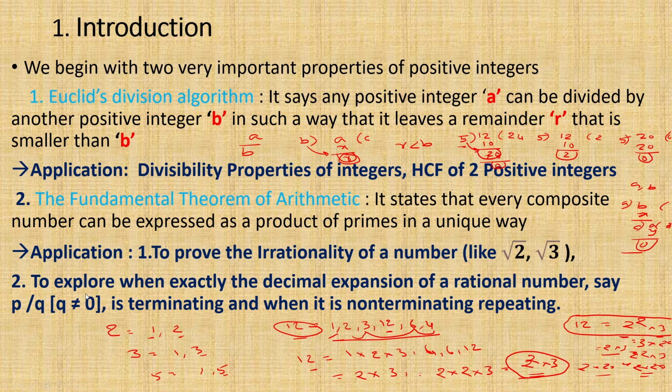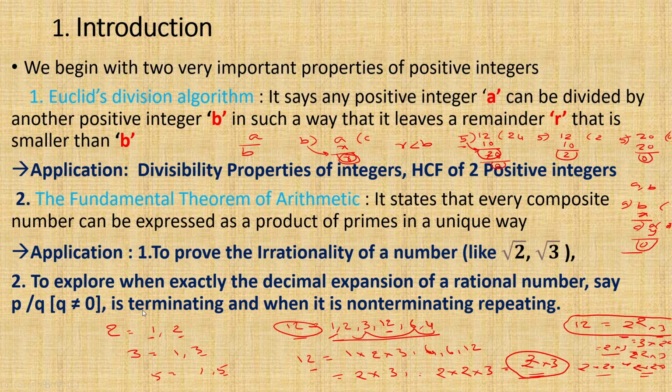The next application is to explore when exactly the decimal expansion of a rational number is terminating, and when it is non-terminating and repeating. This we will see in later chapters. Here, what is the p by q form? p by q means a rational number, where q is not equal to 0. Always remember this point: in p by q, q is not equal to 0 is important. If q is equal to 0, we will go to infinity. Okay, q is not equal to 0, and any number that we can write in the form of p by q is called a rational number.